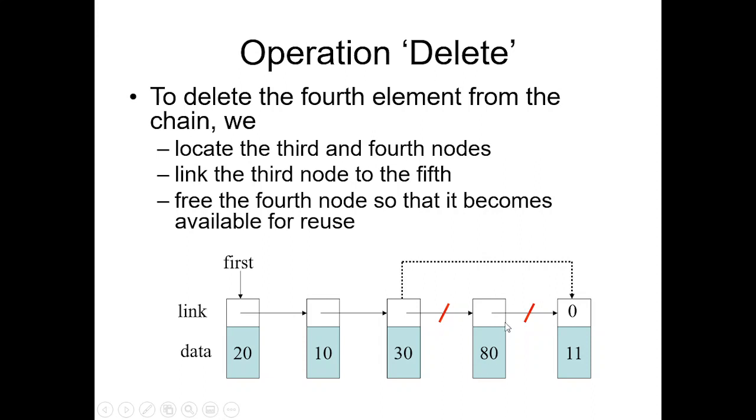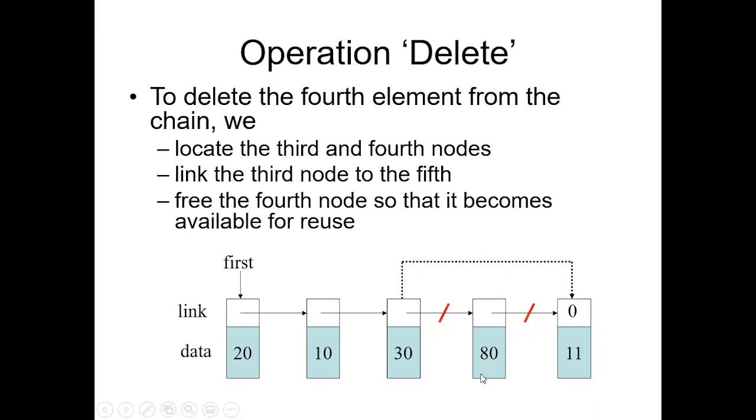First of all, we need to be sure whether we have a fourth element or not. In order to be sure, you can first call the find function, and if this element exists, the find function will return true. Once it returns true, then you can very confidently go and get rid of this particular element.